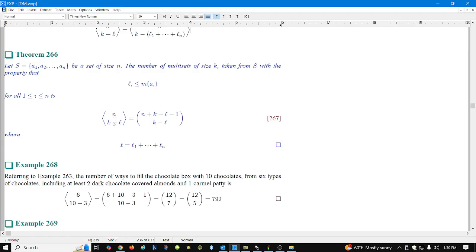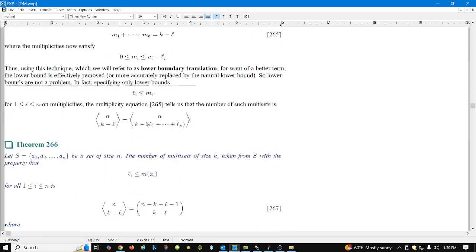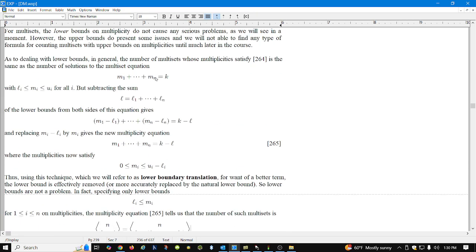And it's n multi-choose k minus l. If you don't want to memorize this, and I don't blame you, you should be able to reproduce this argument fairly simply. The only thing you have to, well, if you want to call it memorize, you can, is when you're faced with lower bounds, just subtract the lower bounds from both sides.